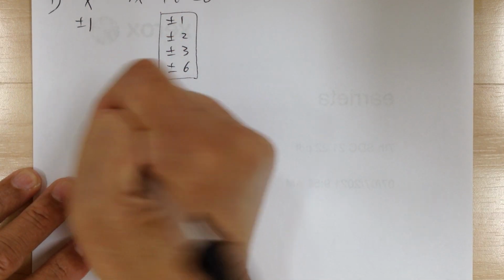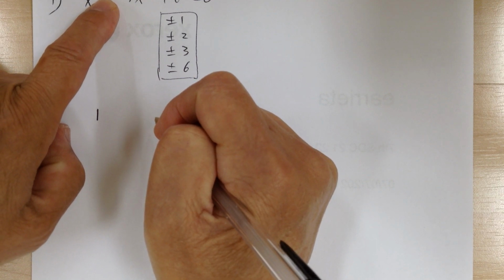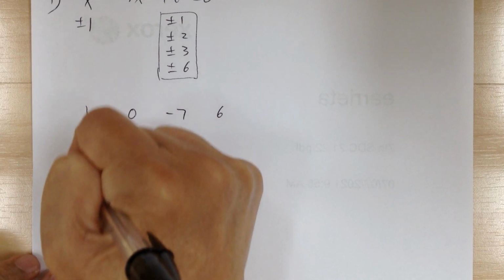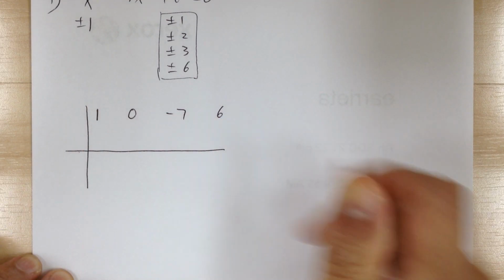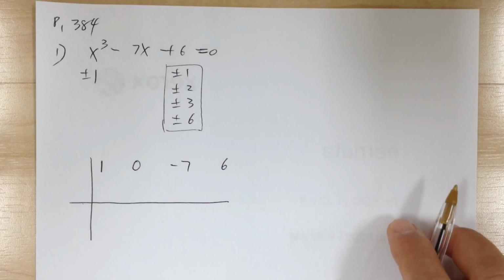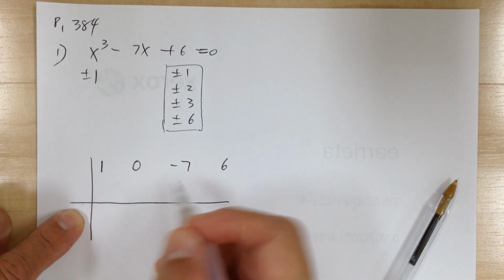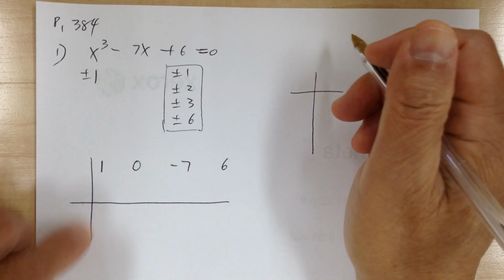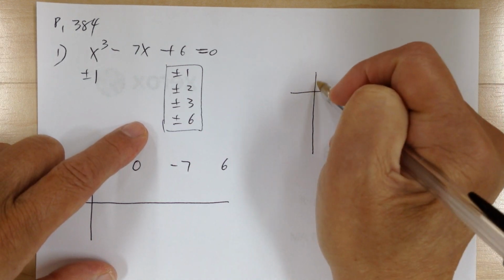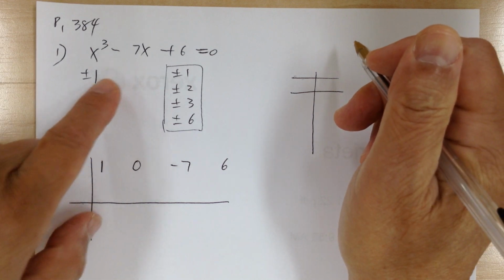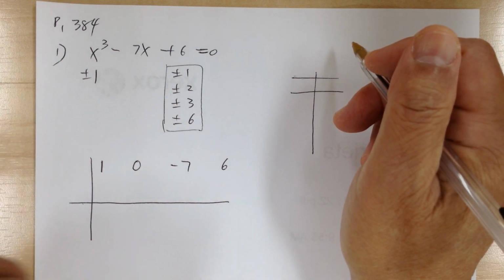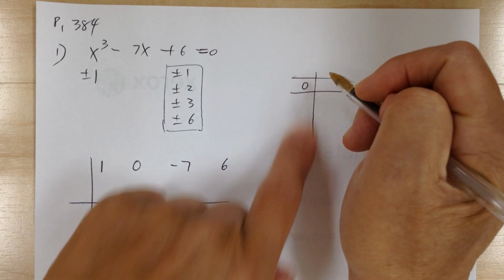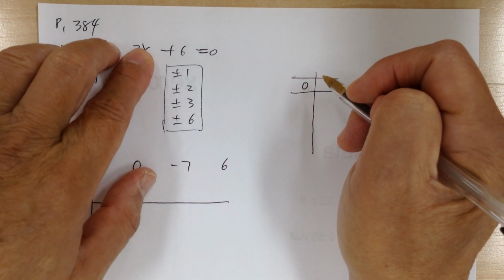So the coefficient is 1, and the square term is 0, so it'd be minus 7, 6. Then you want to use a pencil so that you can erase and keep track. Remember, substitution and synthetic division are interchangeable. So when you try 0, you put 0 in here, you're going to get 6.